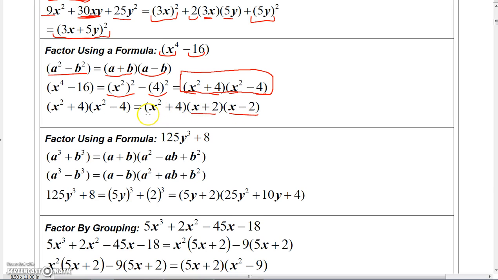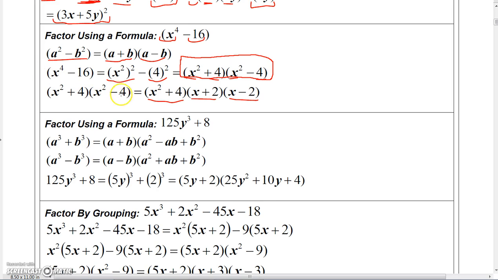Now notice I did not factor x squared plus 4 because x squared plus 4 will not factor. There's no formula for a squared plus b squared because that won't factor over the reals. So x squared plus 4 will not factor.